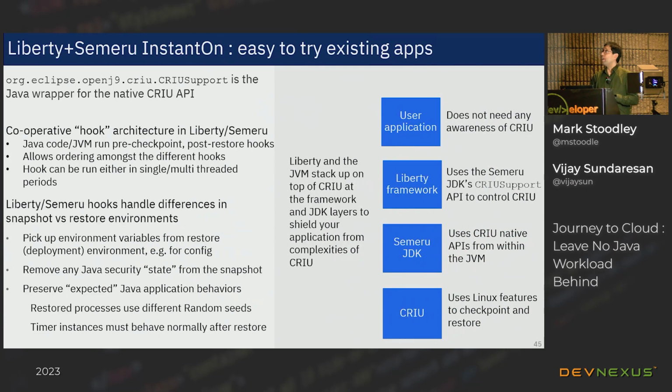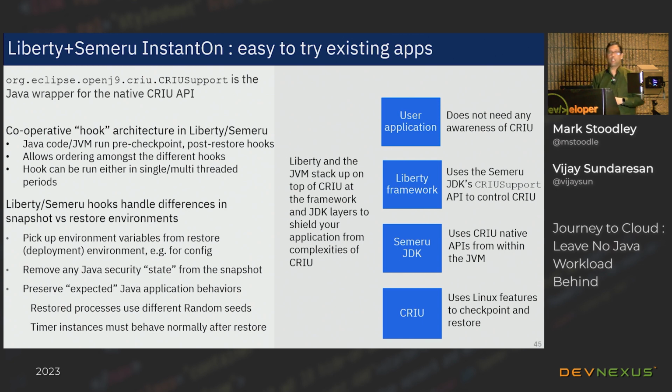So the first thing that we did was we created an API that was a wrapper for Linux CRIU, because we don't want Java processes to be directly working with this low-level tool. So we have the CRIU support class that is basically the Java wrapper for native CRIU. This class is offered up to the Liberty framework, which calls APIs through this class in order to control the CRIU. It can say, I want you to take a snapshot here at this point. And then the user application sits above that, and it does not need any awareness of CRIU at all. It doesn't even need to know that this technology is in play.